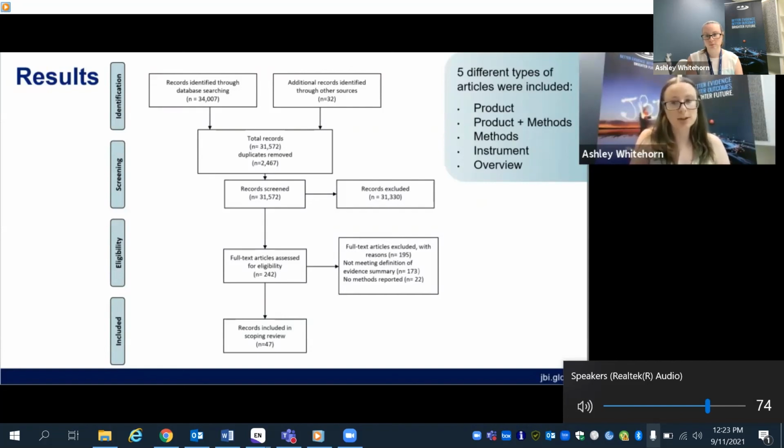Methods were usually published journal articles on the methodology of a particular evidence summary, such as the JBI method. Instruments were the critical appraisal tools, and overviews were usually systematic reviews that provided a summary of multiple evidence summary types. Although it was predominantly products or methods plus products that were in the end included in the review.